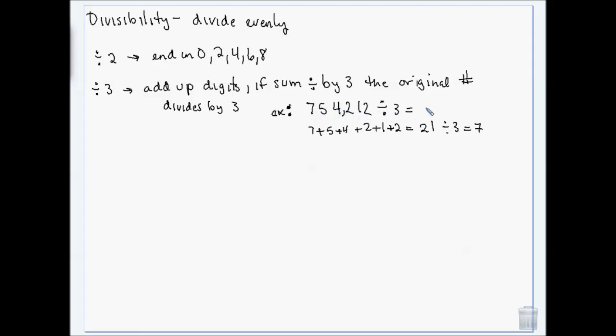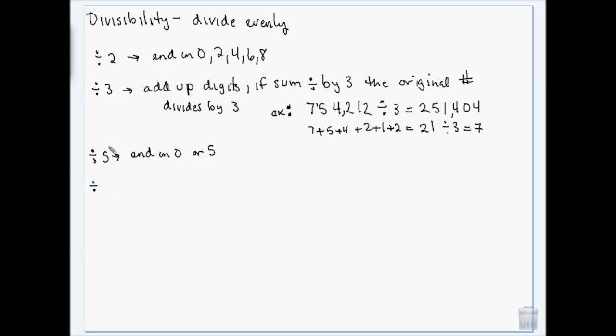And if I actually do the division, 754,212 divided by 3 is 251,404. So it will divide evenly. So it's just a quick check. Rather than try to divide the whole number and see, you add the digits, and if the digits will divide by 3, then the whole number will divide by 3. To divide by 5, you're going to end in 0 or 5.